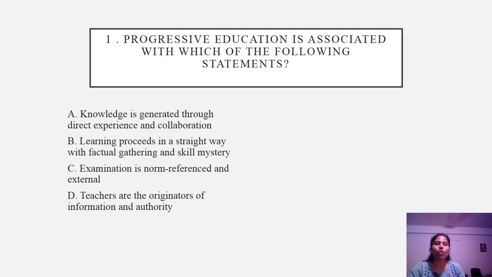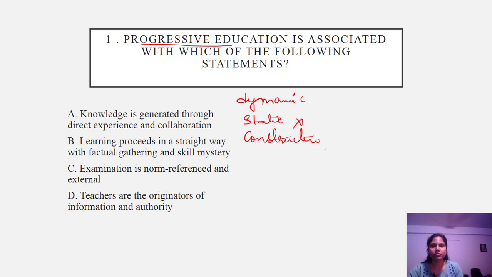The first question is, progressive education is associated with which of the following statements? So first you need to understand the meaning of progressive education. The name itself indicates something, it is a positive thing. Progressive in the sense of dynamic kind of education, education which is not static, and education which involves constructivism, constructive knowledge, and this is also not based on rote memory. No rote memory. This is what progressive education is.